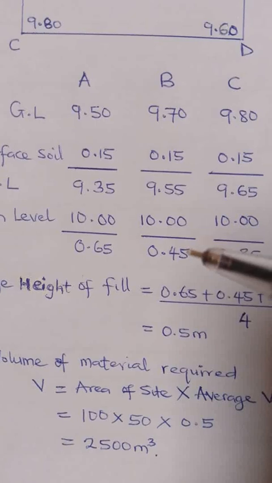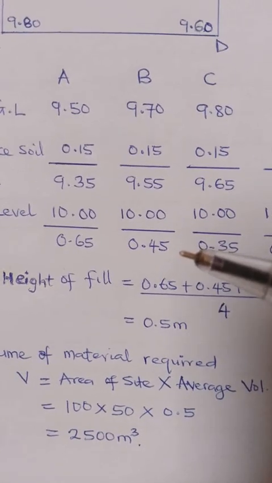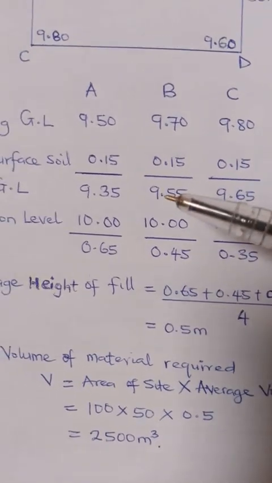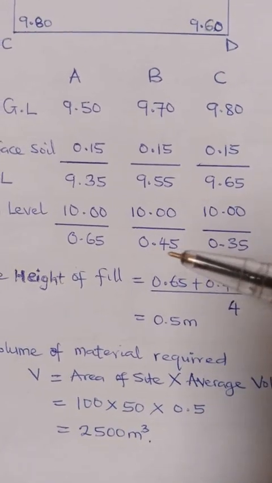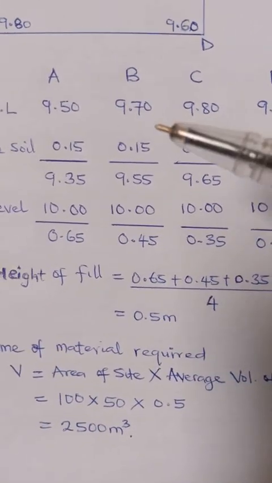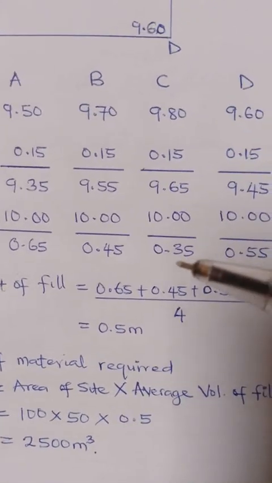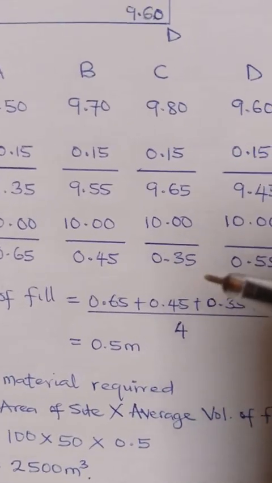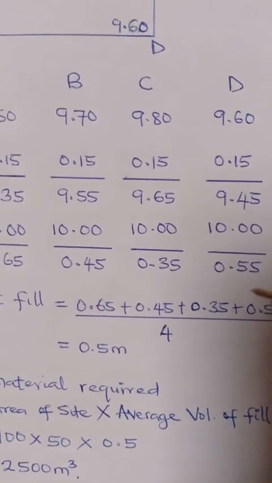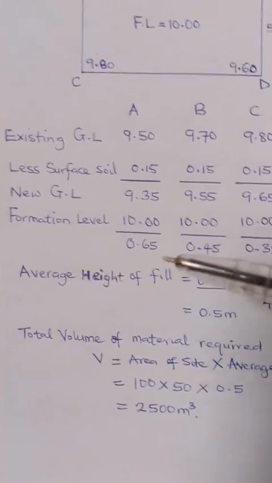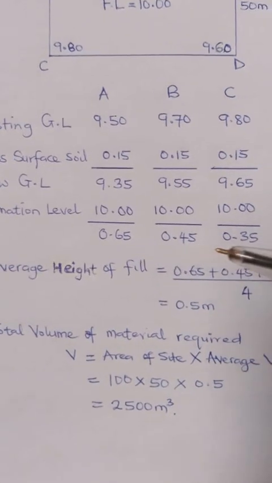For point B, you have 0.45. When you subtract this 9.55 from 10.00, you have 0.45 for point B. For point C, when you do that, you have 0.35. For point D, you have 0.55. Okay, so these are the new heights.